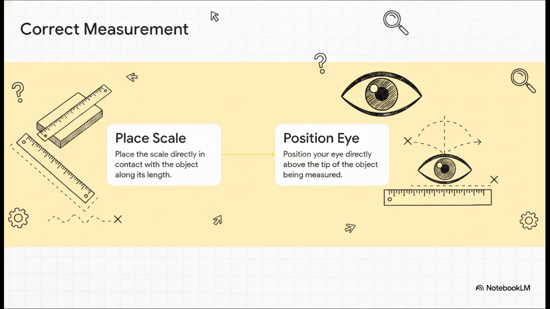Step 1. You must place the scale directly in contact with the object, perfectly parallel along its length. If it's tilted even a tiny bit, boom, your measurement is ruined.